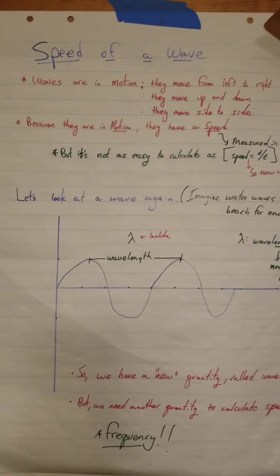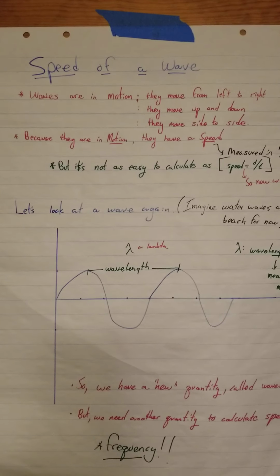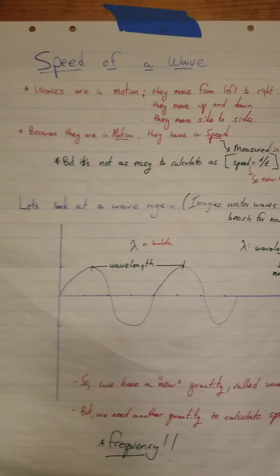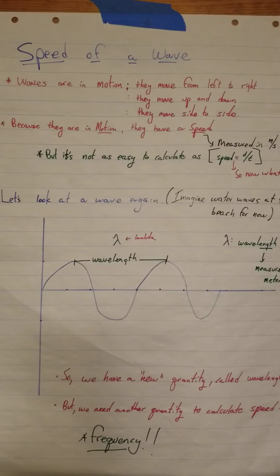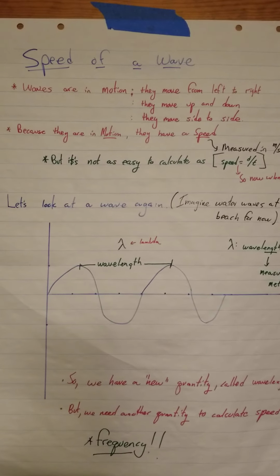So we're looking at the speed of a wave. Remember that waves are in motion. This is the science that we're dealing with right now, that everything is in motion. So waves are in motion. They can move left to right, so you can have a water wave coming in from deep in the ocean going to the shore.